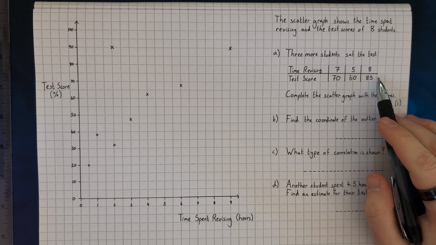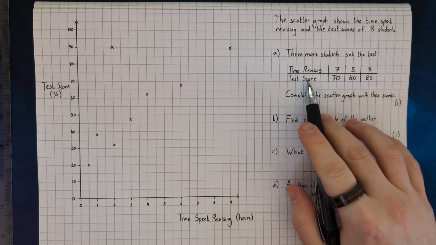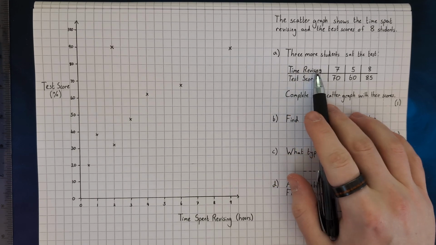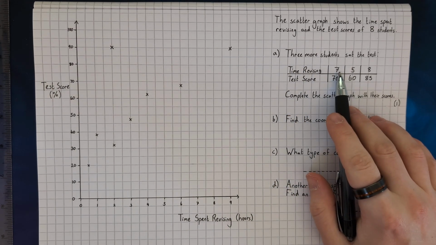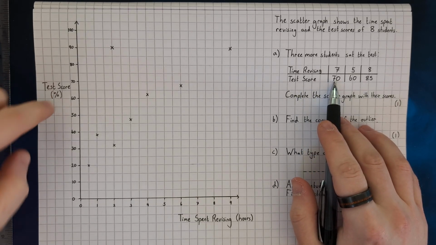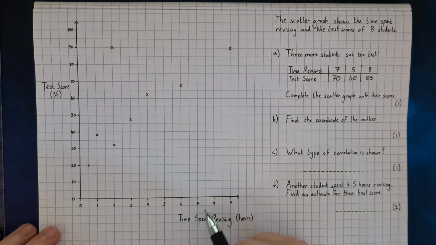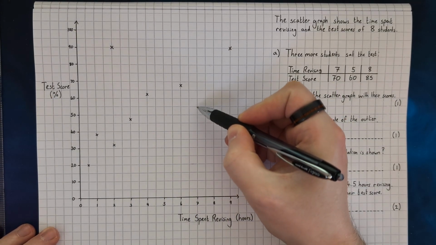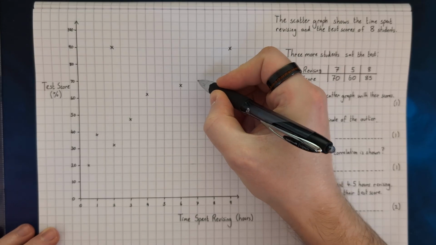In this case, all you've got to check is what our 2 labels are for our axis. Time revising is along the bottom, so we're going to go 7 along the bottom, and then test scores is up the side, so we're going to go 70 up on the side. So across to 7 and then up to 70, which would take us to here. So we put ourselves across.